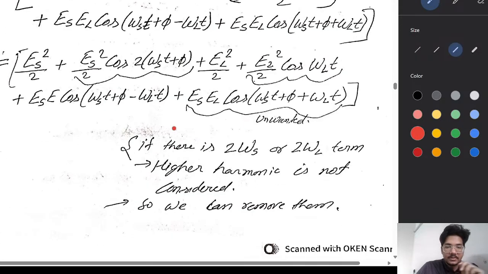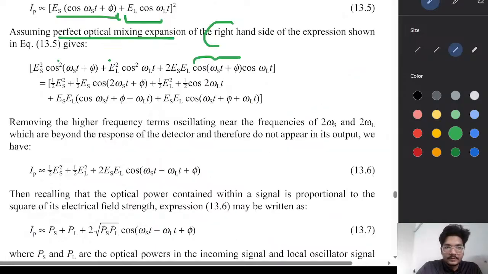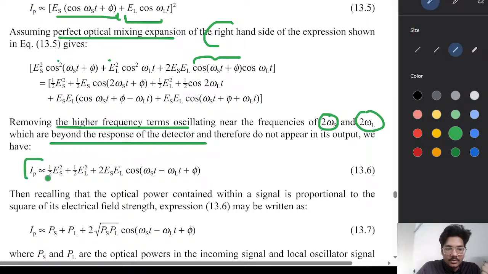Removing the higher frequency terms, the oscillation terms at 2 omega S and 2 omega L, which are beyond the response of the detector and therefore do not appear in the output, we have IP equal to half of E S squared plus half of E L squared plus 2 times E S E L cos of omega S t minus omega L t plus phi.